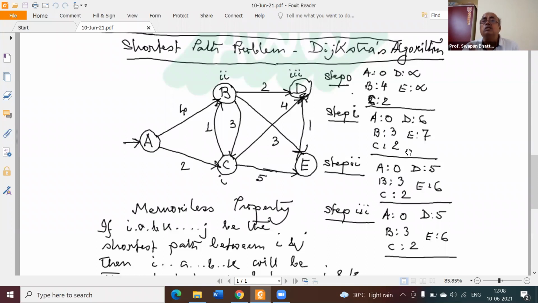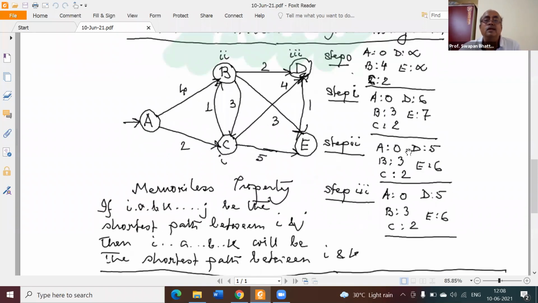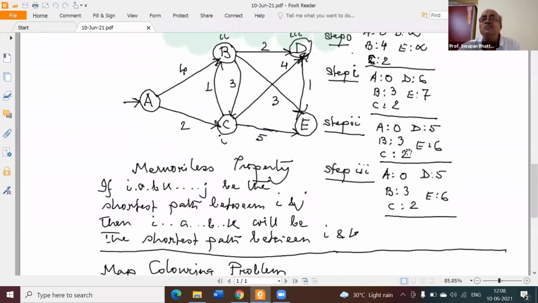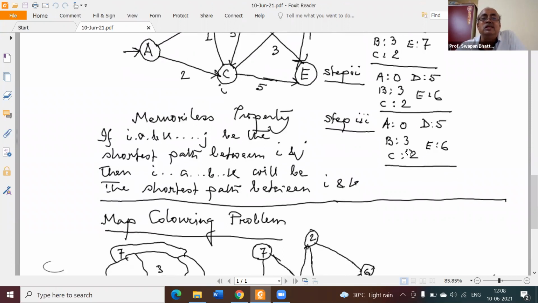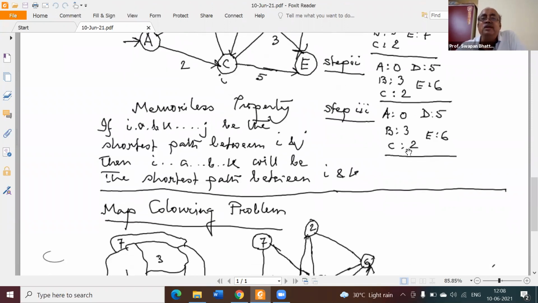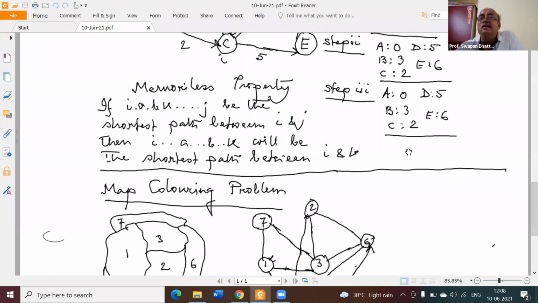This is Dijkstra's algorithm. In next classes, we will take care of some other algorithms. Let us take another problem. This is the last problem for today. I thought of concluding this with this very famous problem in computer science.